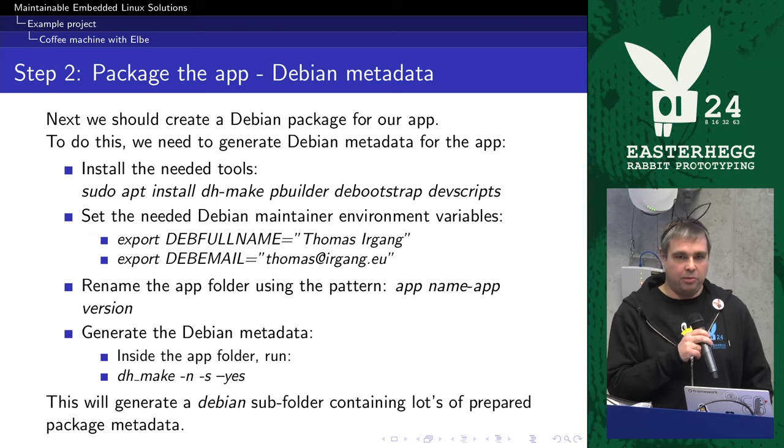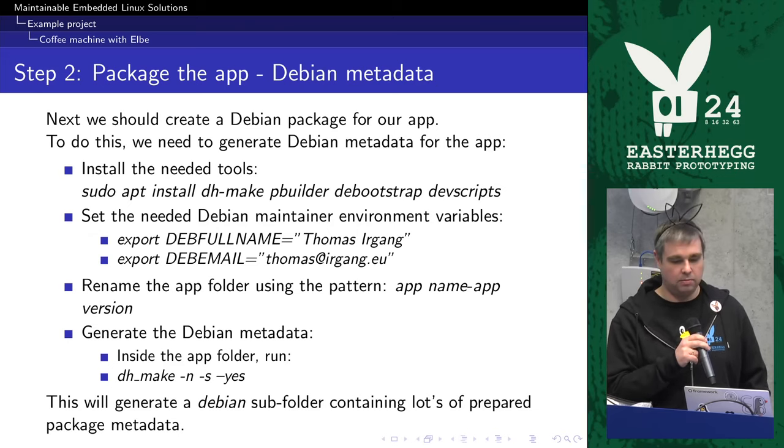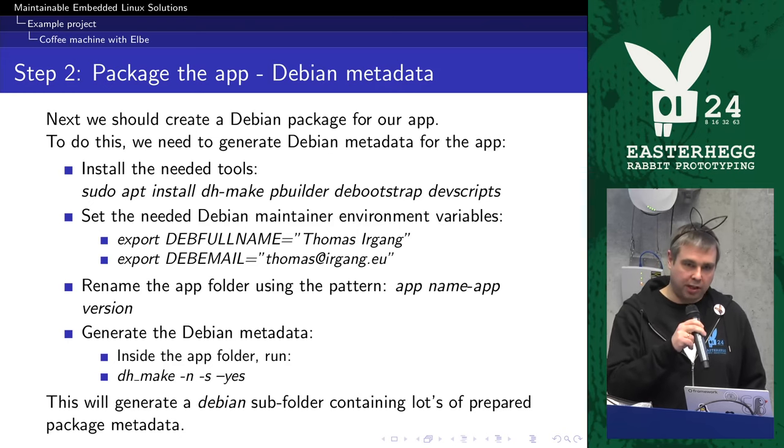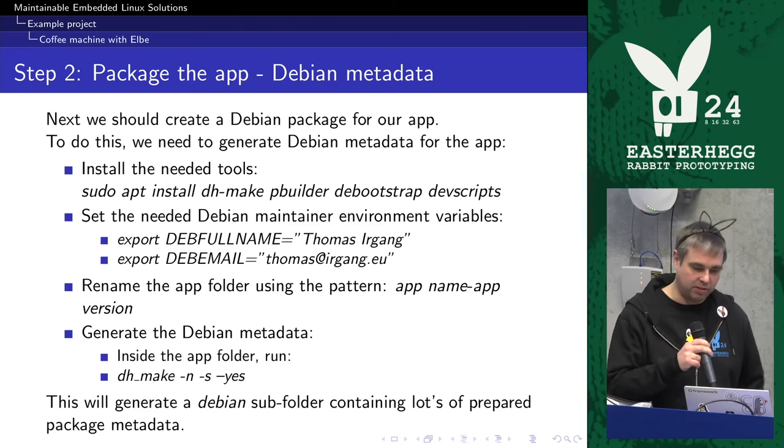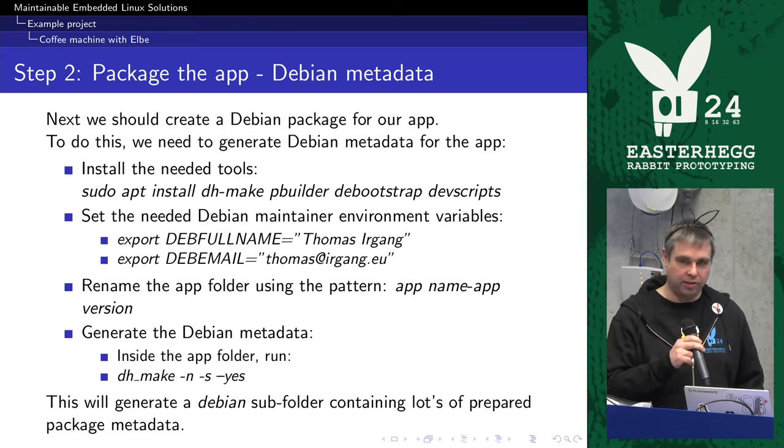This means we first need to install the Debian package tooling, which is in this case dh-make, pbuilder, and some other stuff. And then this Debian package tooling expects that it gets a maintainer who is responsible for the package, and this maintainer is defined by environment variables. Therefore, I need to set the DEBFULLNAME and the DEBEMAIL. This data is later included in the Debian metadata. And it also has some expectations for the naming of the folder containing the app. So the folder name has to be app name minus app version. So in this case, coffee-1.0.0. And with this prepared, I can run dh_make to generate some Debian package metadata.